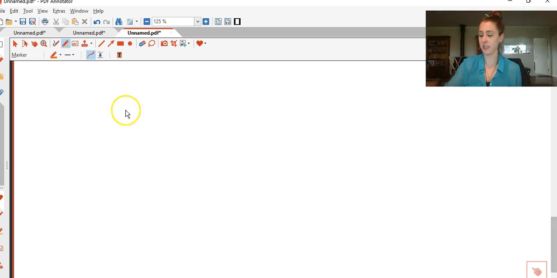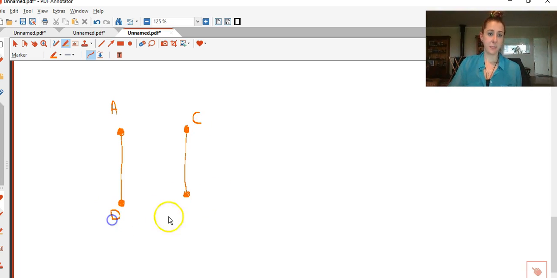And last but not least, even if you had something like this, where you've got no isolated vertices, it's the one graph, but you can't get from vertex A to vertex C, it's still classified as being not connected.